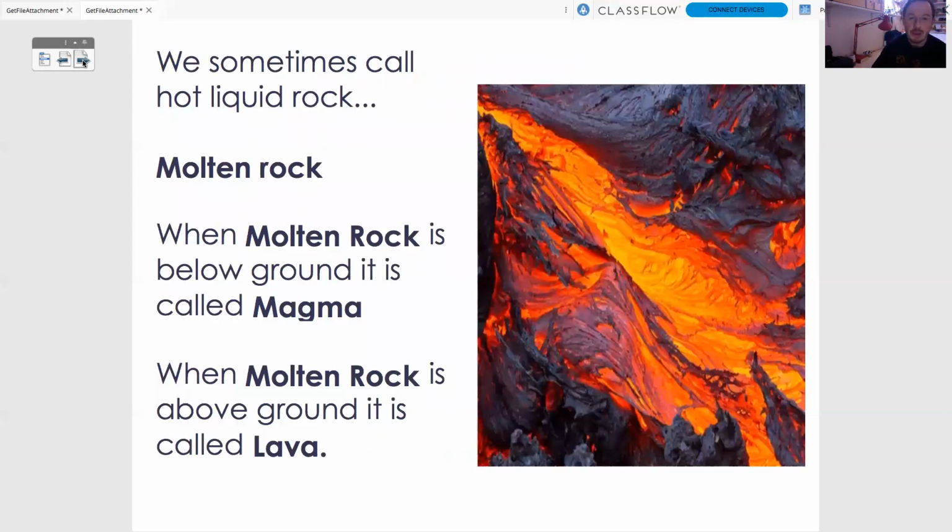Now, when this liquid rock gets really hot, we sometimes call it molten rock, because it's hot liquid rock. Now, when that molten rock is below ground, we actually call it magma. Magma, when it's underneath the ground, that hot liquid rock is called magma. But when it comes above ground, out onto the top surface of the crust, we call it lava. So it goes from magma below ground, up and out, and then we call it lava, okay?